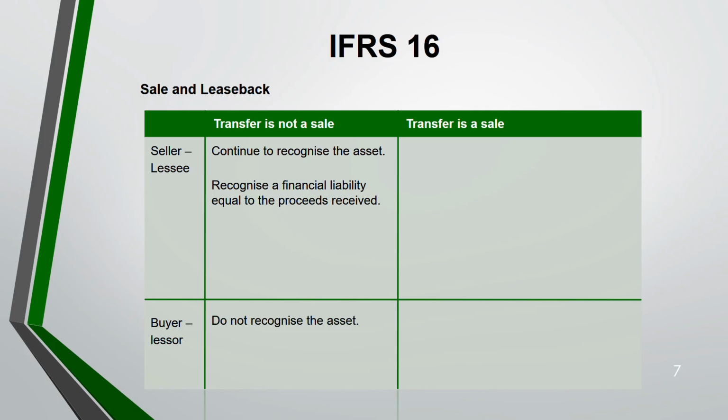On the other hand, the lessor will not recognize the asset because it's not a sale. We have not sold them to the lessor. They will recognize a financial asset equal to the transfer proceeds. So the lessee will recognize a financial liability. The lessor will recognize a financial asset because they have the right to receive that amount from the lessee. This is when it's not a sale.